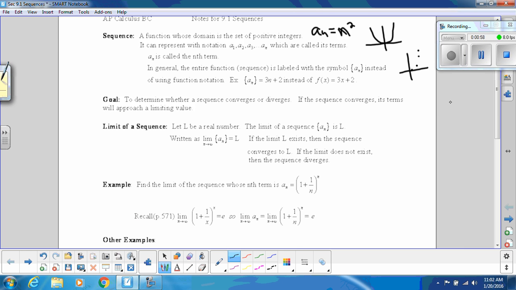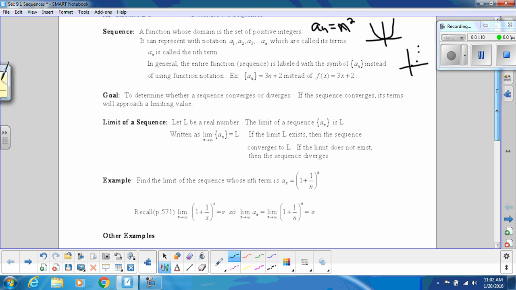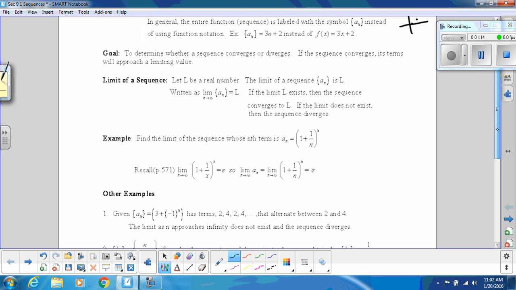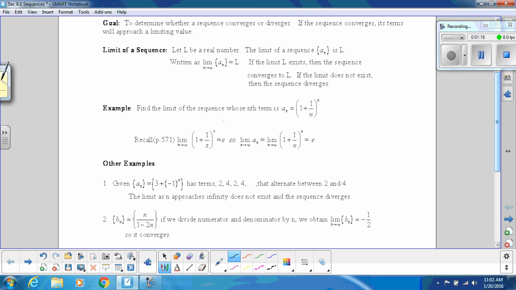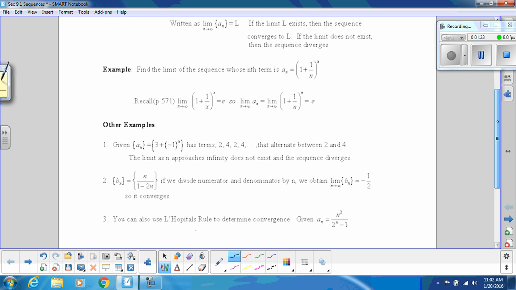And our goal today is to determine whether a sequence converges or diverges. If the sequence converges, that just means it will approach a limiting value, whereas if it diverges, it will not. So we're going to be doing lots of limits today. When we do the limit of a sequence, we're just going to be doing the limit as n approaches infinity. So we are looking at the end behavior of these sequences. If it converges, if we get the limit is equal to some number, then that's what it converges to. If it does not exist, then we will say that it diverges.